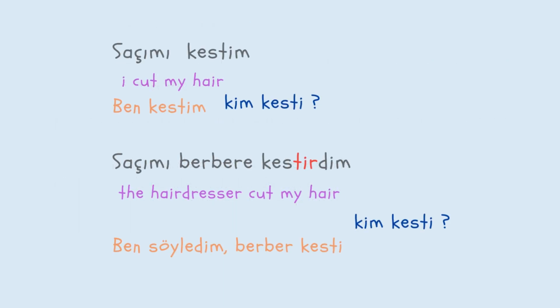Saçımı kestim. I cut my hair. Who did that? Kim kesti? Ben kestim. But the second sentence is saying saçımı berbere kestirdim, which means the hairdresser cut my hair. So I am saying and someone else is doing the action.